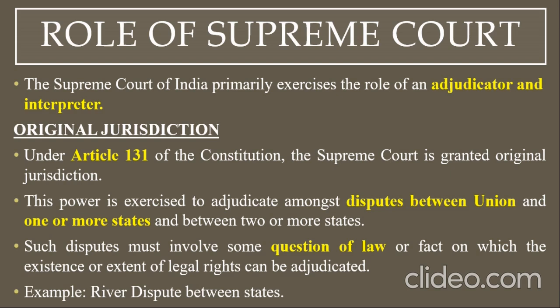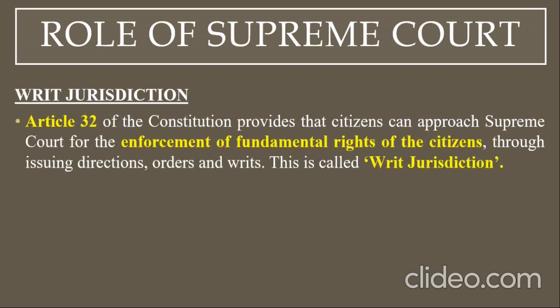Okay. So moving on to the next, we have writ jurisdiction. We all know what a writ is. There are various writs like habeas corpus, quo warranto, mandamus, prohibition, certiorari. These are the writs which you would have studied in your 11th standard. So these types of writs the Supreme Court can issue. According to Article 32 of the Constitution, citizens can approach the Supreme Court for enforcement of various fundamental rights, and these fundamental rights can be enforced by the Supreme Court through issuing various writs. So this is what we mean by writ jurisdiction.